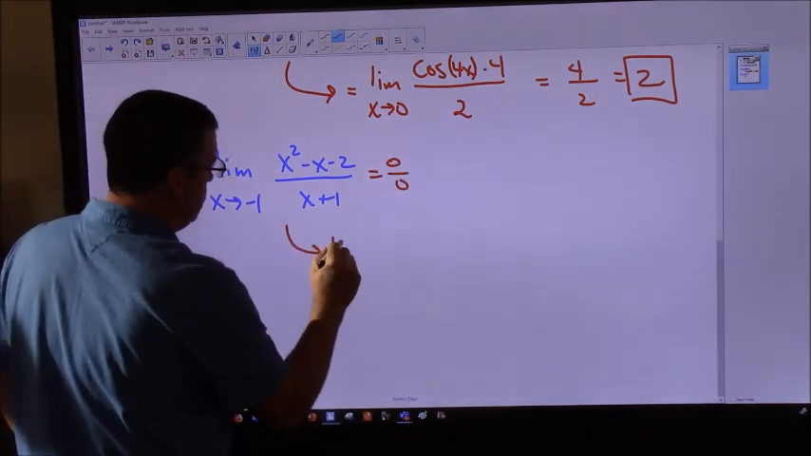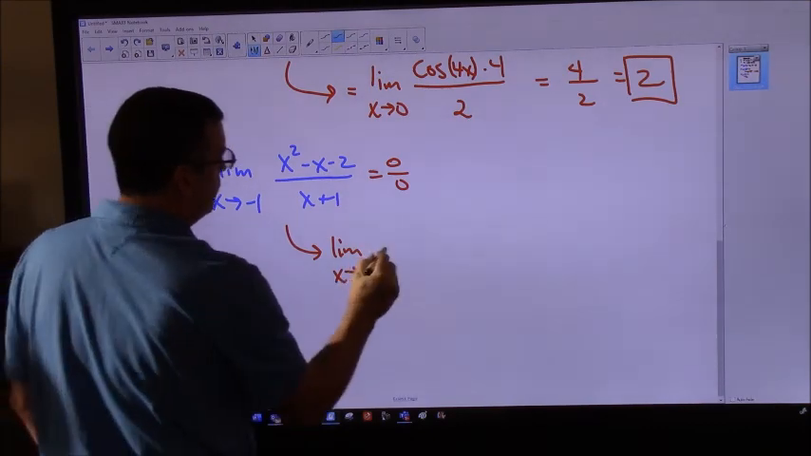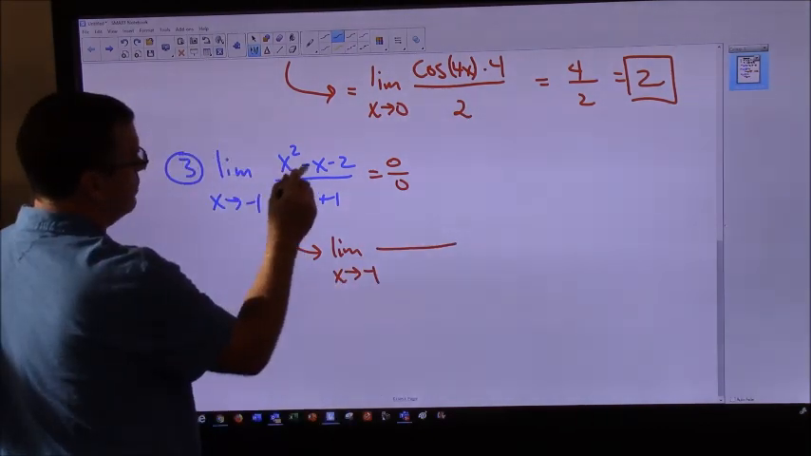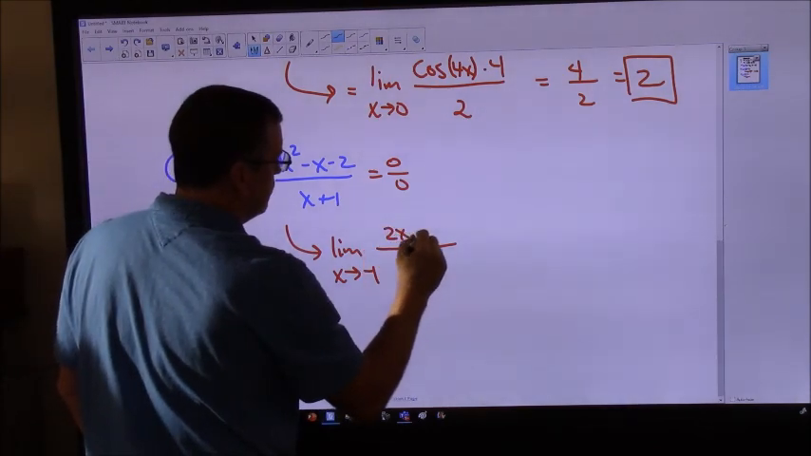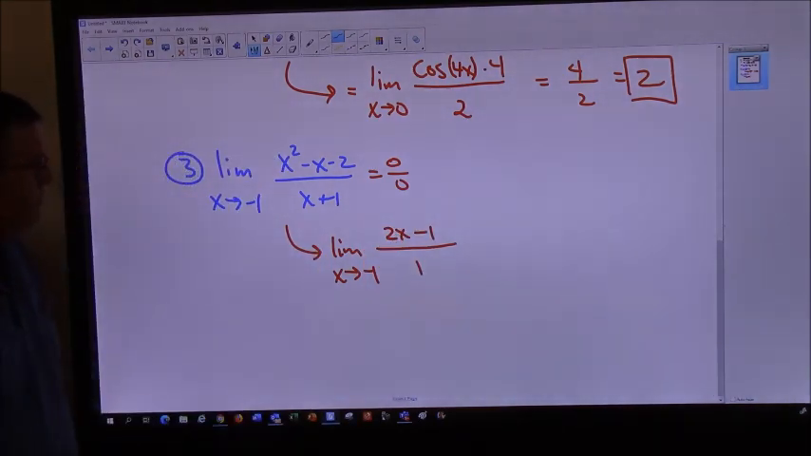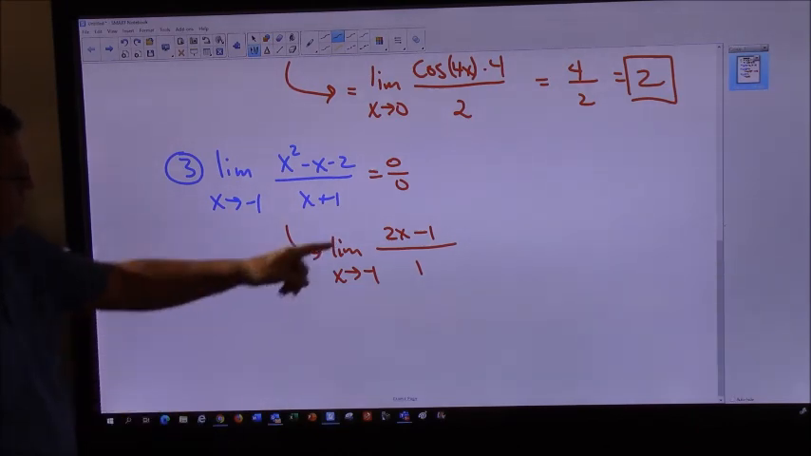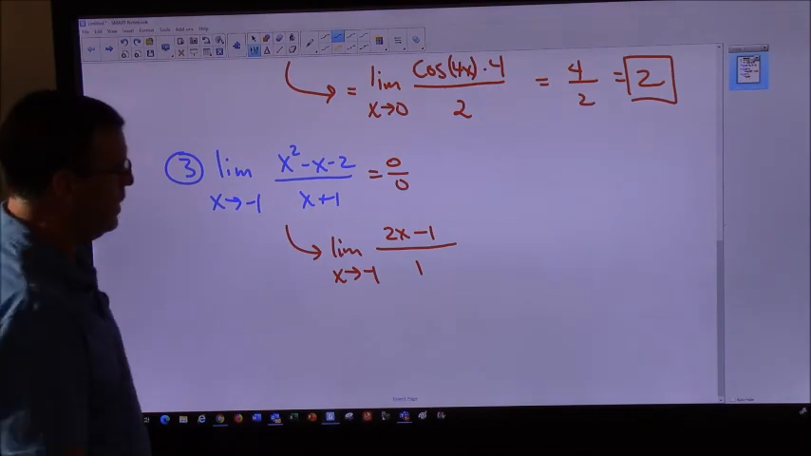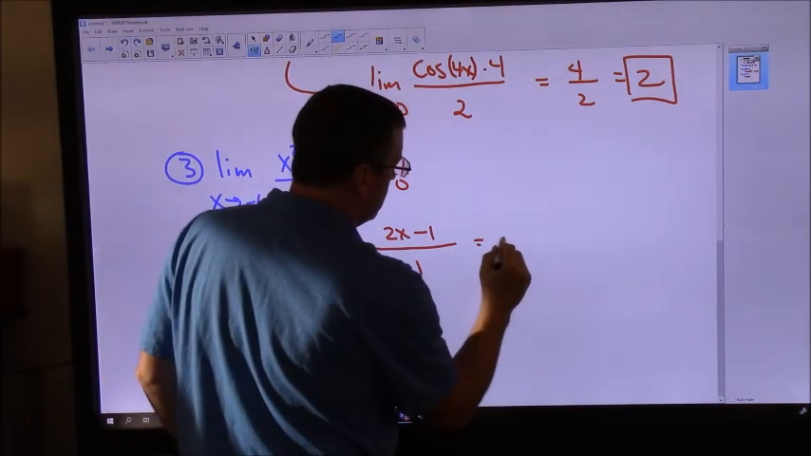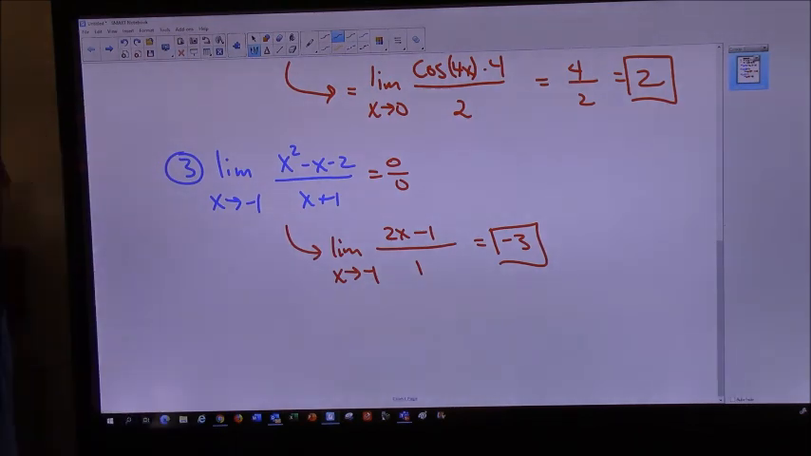So now this is going to be the limit as x approaches -1 of 2x minus 1 over 1. And so now if I plug that -1 straight in, I get -2 minus 1, that's -3 over 1. There's my answer, -3. So I like this rule. Kind of makes things just a little bit easier.